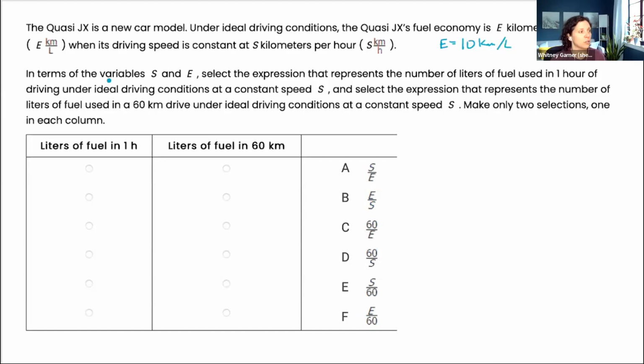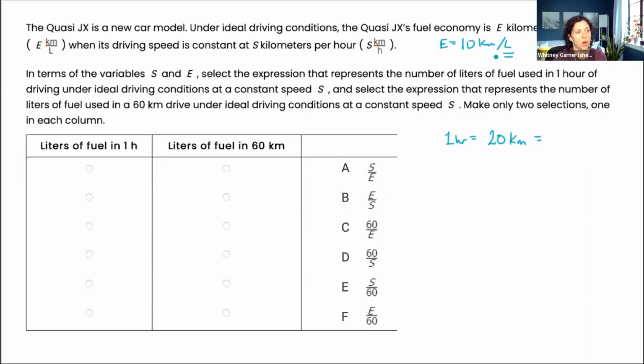All right, and so in terms of these variables, we're looking for an expression. Great. And the first one is the number of liters of fuel. Okay, so I'm going to need liters of fuel: the number of liters of fuel used in 1 hour of driving under these ideal conditions. Well, 1 hour under ideal conditions would mean that I've gone 20 kilometers.